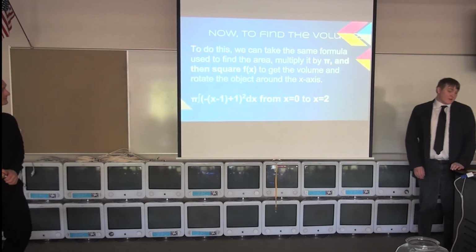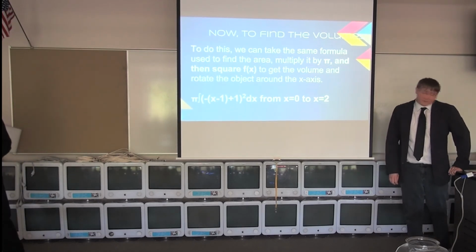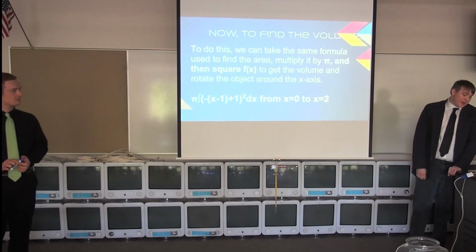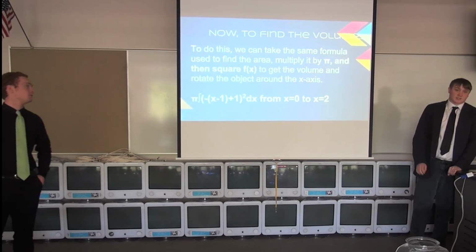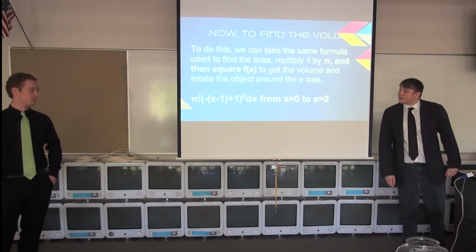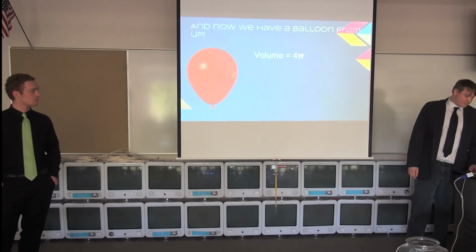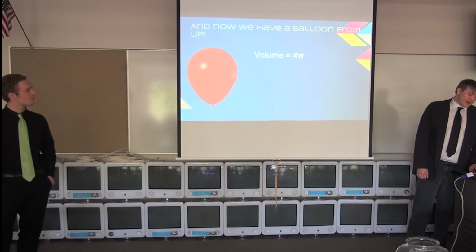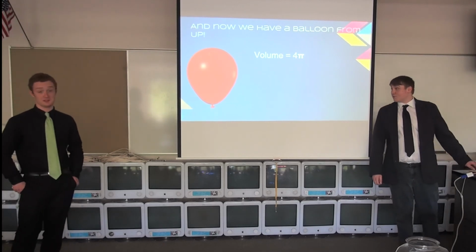So now to find the volume, we can take the same integral that we just used, multiply it by pi, and then square f of x in there to get the volume and rotate the object around the x-axis to make it 3D. So there's our new equation. And using that, we have a balloon that we flipped around, and the volume of that balloon is 4 pi.